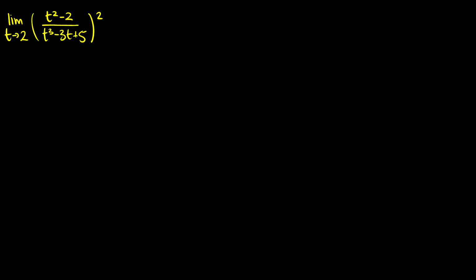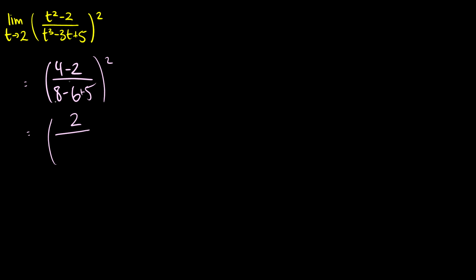Okay, so the top is going to be 2 squared, which is 4, minus 2. So that's 4 minus 2. The bottom, 2 cubed is 8. Minus 3 times 2, that's minus 6, and plus 5, that's all squared. So that's going to be 2 over, we got 2 plus 5 on the bottom, so that's 7 squared. So our result is going to be 4 over 49.